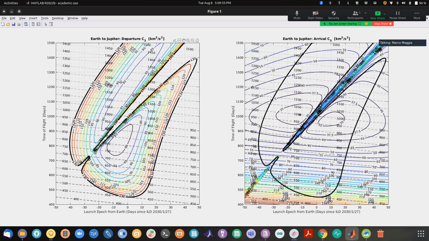So see that the only levels on the left that I'm visualizing are the ones below the 130 mark. So why is that? Because 130 is the capability, the maximum capability of our SLS. So all the points outside this contour, this black contour line, are irrelevant, cannot be obtained with our launcher. So it makes sense to replicate this contour on the right-hand side because all the points within the black contour line will correspond to the possible C3 at arrival to Jupiter.